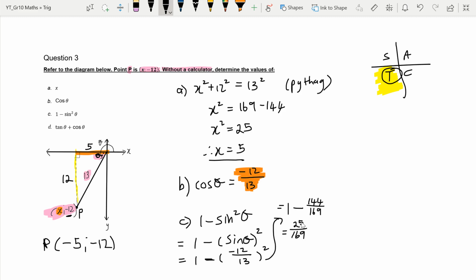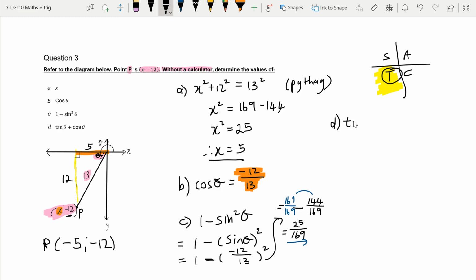And how did I get that? You just make your denominators the same. So in other words, that 1 will be written as 169 over 169. And then we'll just subtract those two. So I do believe that that is the right answer for C. D, last one.